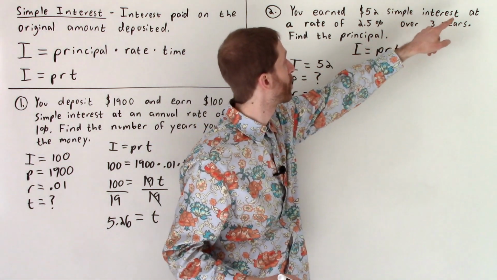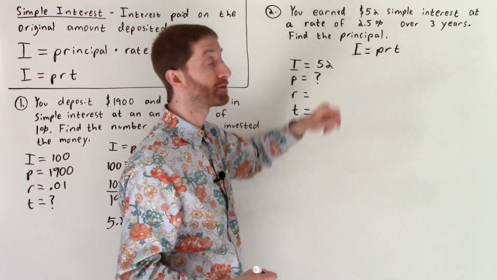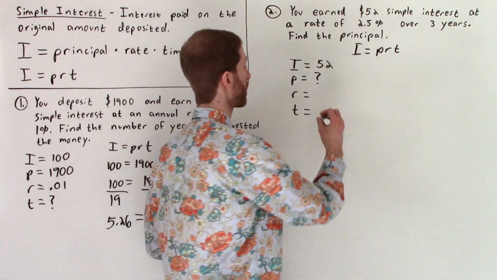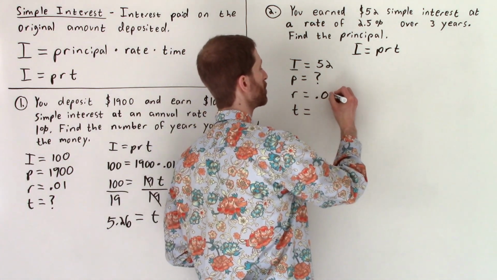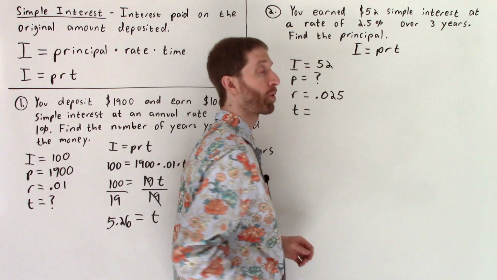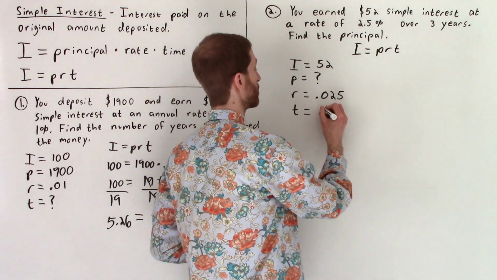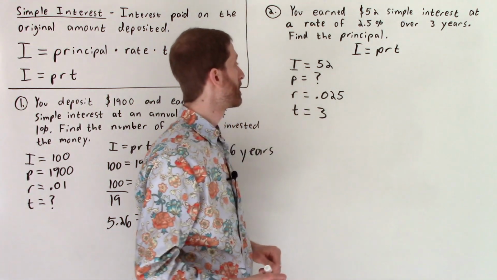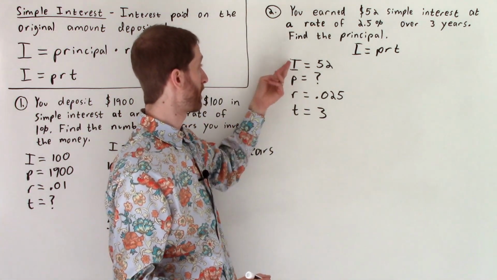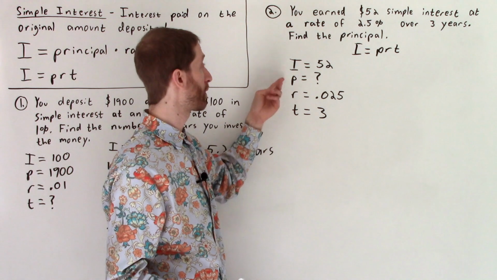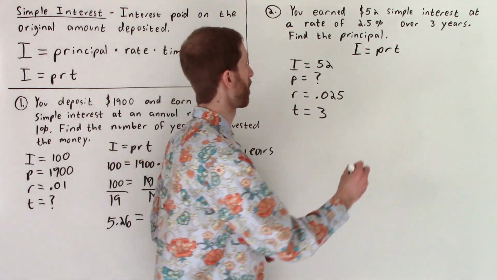As we keep reading in order, it says the interest at a rate of 2.5%. Again, we're going to write that as a decimal, move the decimal point 2 places to the left. That is 0.025. Finally, we're going to invest that over 3 years. So T is in years. And now we have 3 variables that we have values for and one that we don't. Let's plug them in and solve.